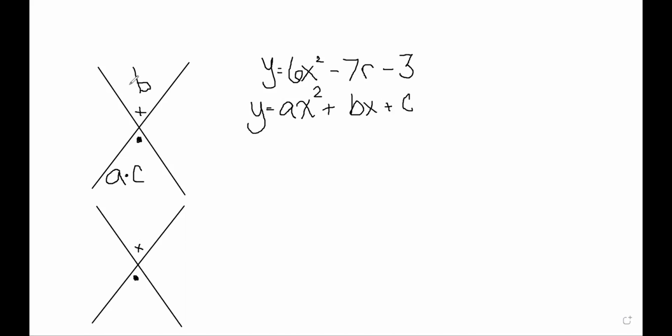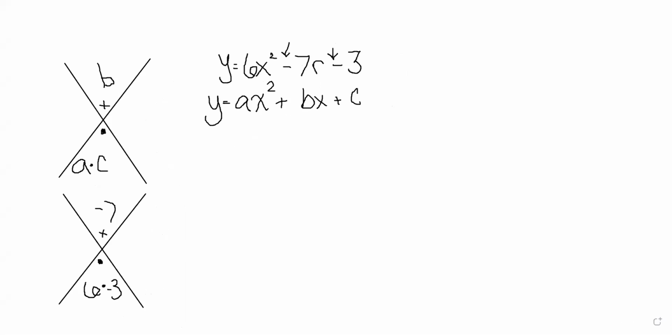All right. So b, don't forget the sign here. b is negative 7. a times c is 6 times, and then c, don't forget the sign, negative 3. So 6 times negative 3 is negative 18.